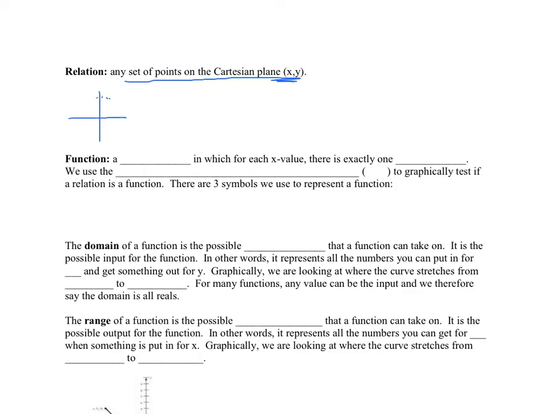So perhaps we have a set of points forming a circle. Okay, that's one example of a relation. We can have a set of points forming a line. That's another example of a relation. Perhaps we have a set of points forming a parabola. Another example of a relation.